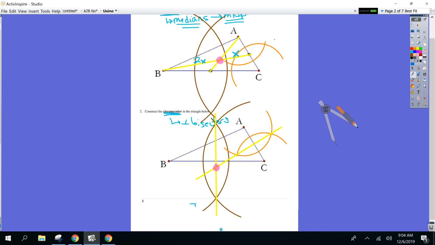And where did this circumcenter end up, as far as the triangle goes? Outside. So yeah, circumcenter could be outside or inside, versus the centroid, which has to be inside. We all good so far? This is the last one I'm going to do with you, and then I'm going to let you go on your own.